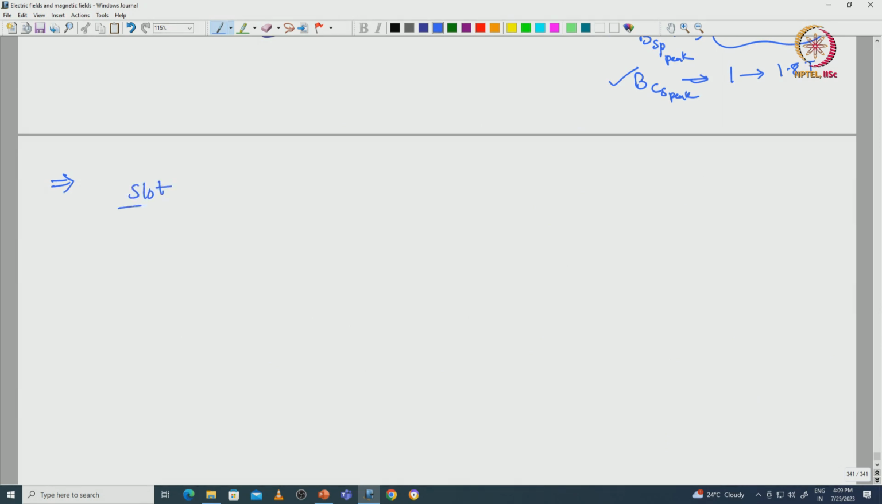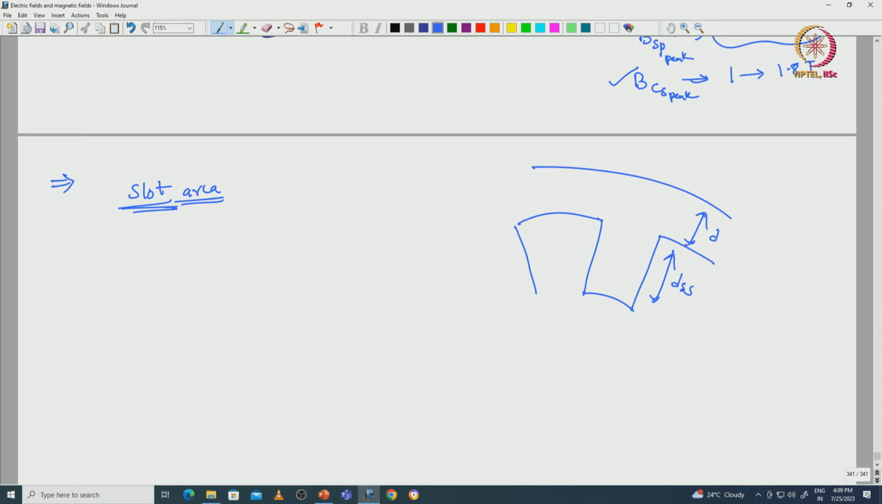Next we will analyze the slot area of the stator. So, how much area is there to place the conductors? This is the stator pole, height will be DSS, and the back iron width or depth, height will be DCS, back iron width, and this is the slot area to place the conductors.